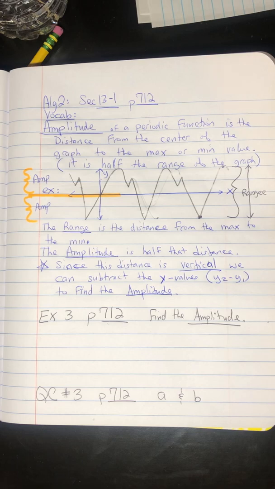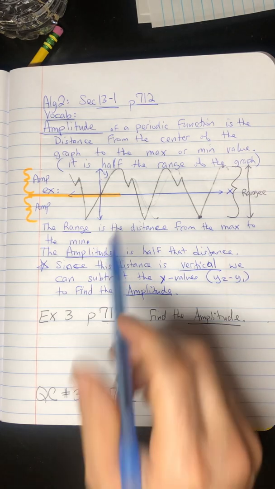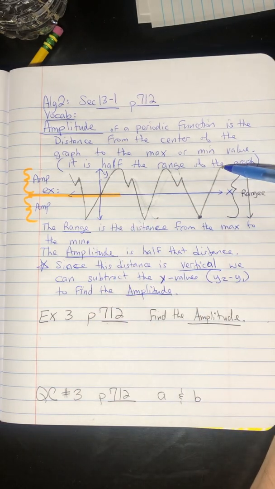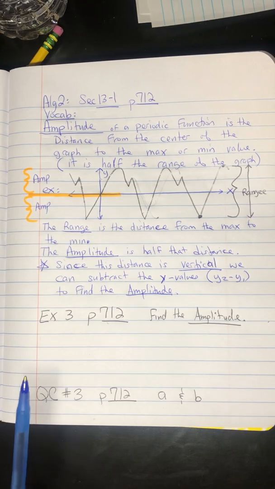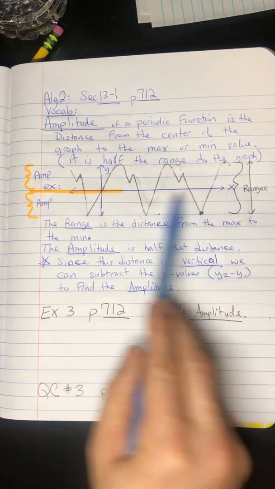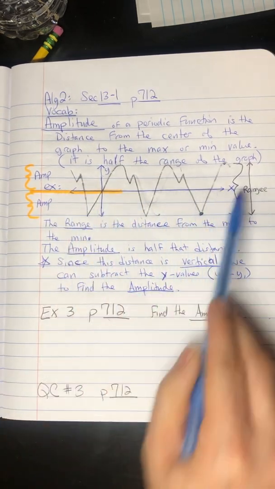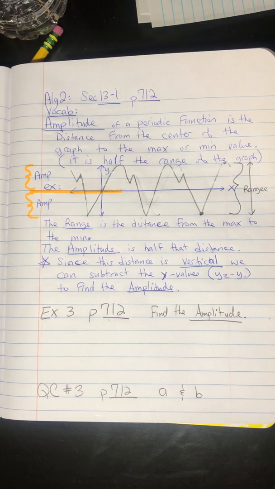But you've got to identify the middle, and then sometimes you don't even have to identify the middle. You can just find the whole distance from top to bottom, and then divide it by 2. You will get the amplitude. So it doesn't really matter if you identify what the middle is. And it's not always going to be the x-axis in the middle, just like in example 3.